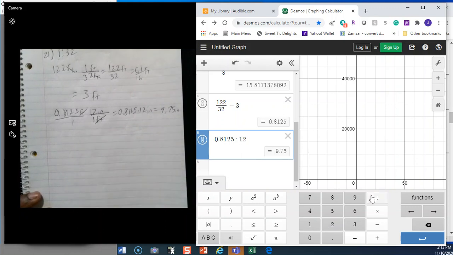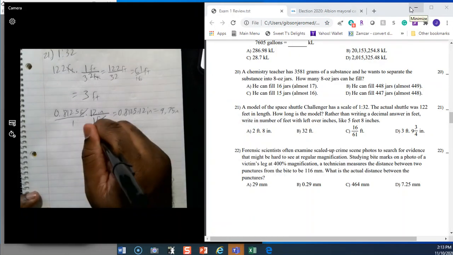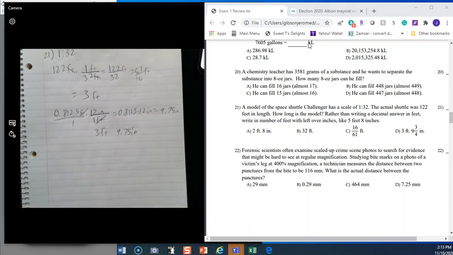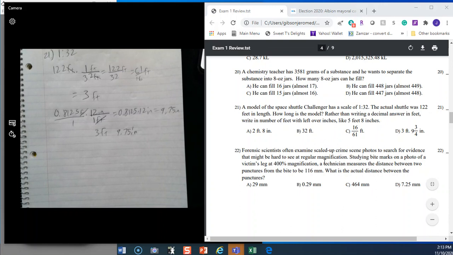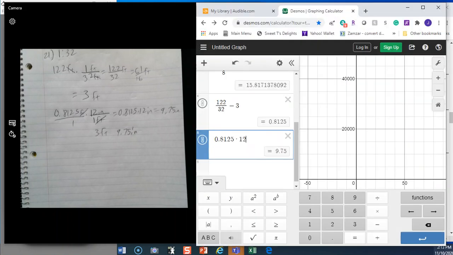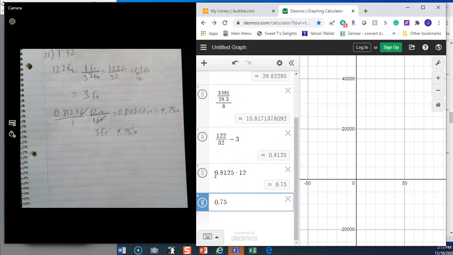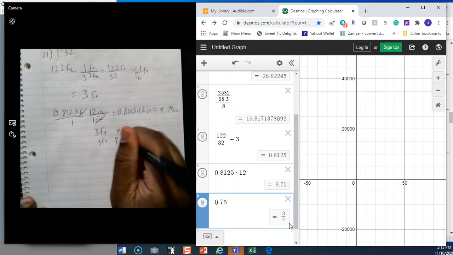Now, according to this, we would have 3 feet, 9.75 inches. But if you notice here, we do not have anything that has a decimal for the inch portion. But we do have this fractional piece here, this 3/4. So to check it, to make sure that we got this correct, you could do this. You could type in 0.75 and hit this here, and it will give us the fraction of 3/4. So this would be 3 feet and 9 3/4 inches.